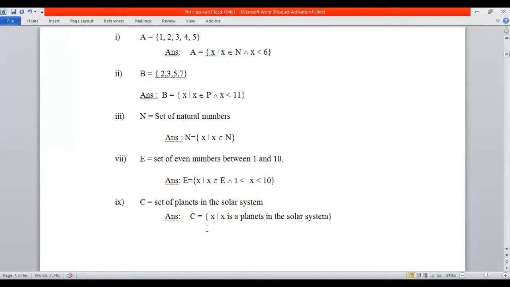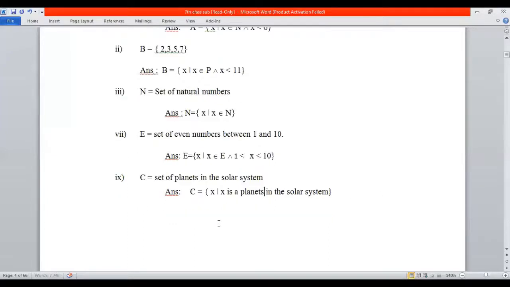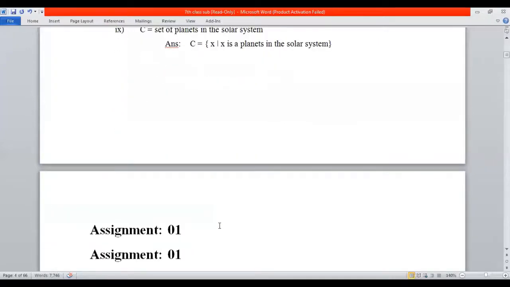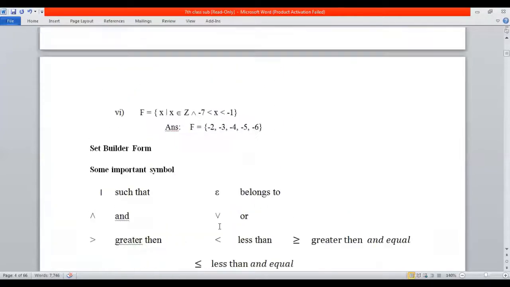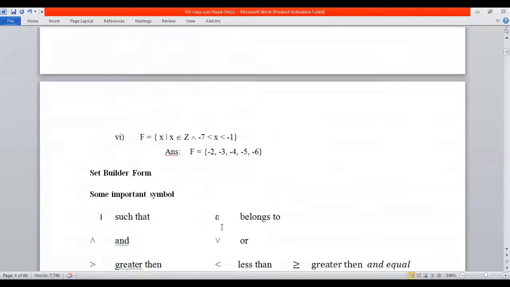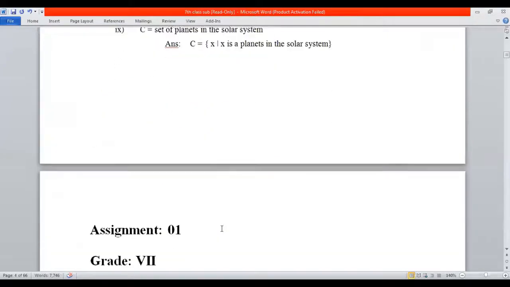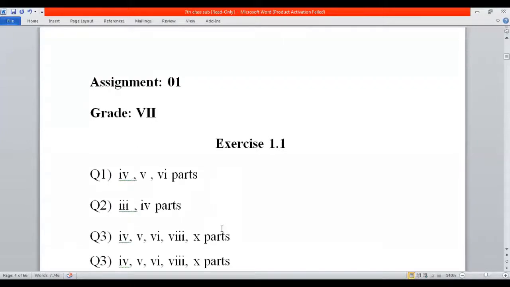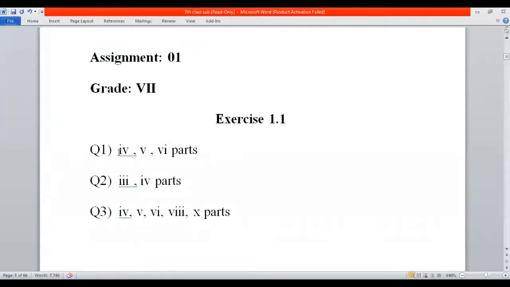So I hope you will understand all these question number 1, 2, and 3. Try to do all these questions in your notebook. And also there is an assignment for you. In question number 1, the fourth, fifth, and sixth parts you will solve, and you can easily solve them because we already discussed question number 1 and you already studied these topics in class 6, so it's not new for you, so you can easily solve.